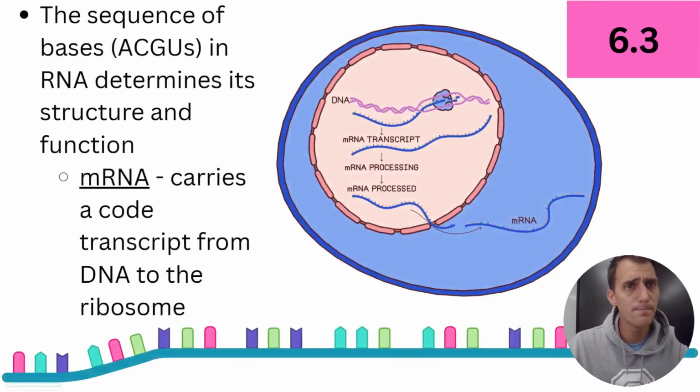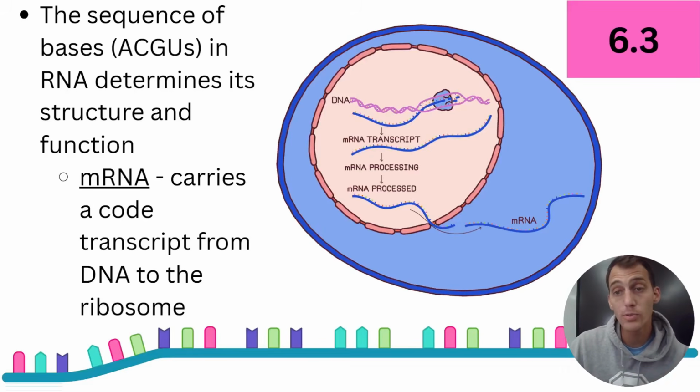All right, I put up here the sequence of bases, the A's and C's and G's and U's in RNA determines its structure and function. Hey, that sounds familiar, right? The sequence of amino acids in a protein determines its structure and function. The sequence of A's and C's and G's and U's, the nucleotides in RNA determines its structure and function as well. And we're going to talk about 3 different kinds of RNA.